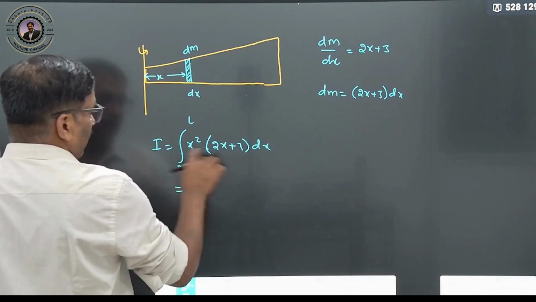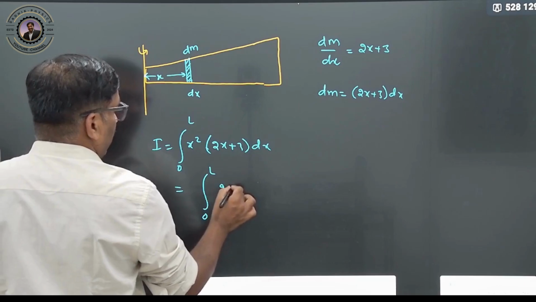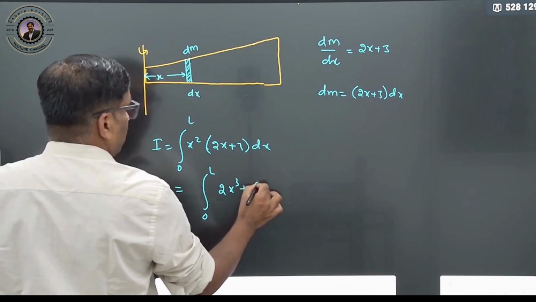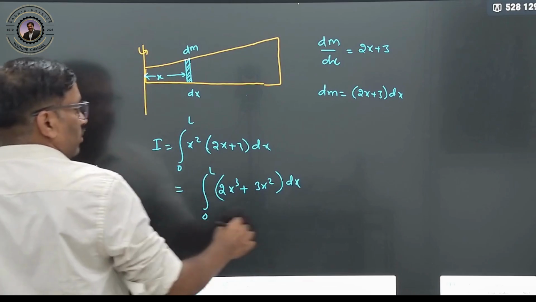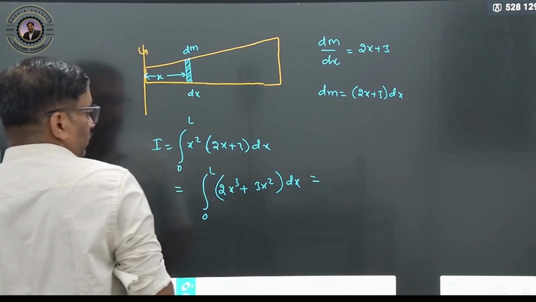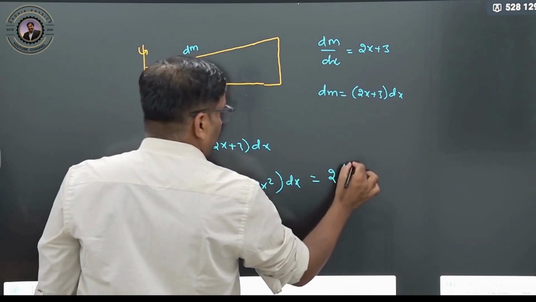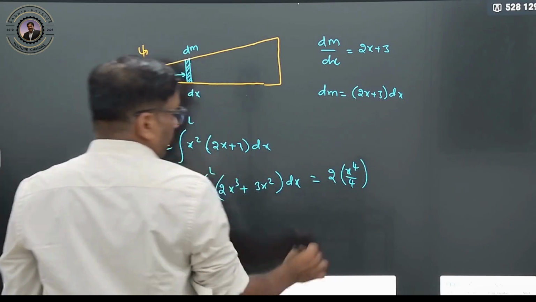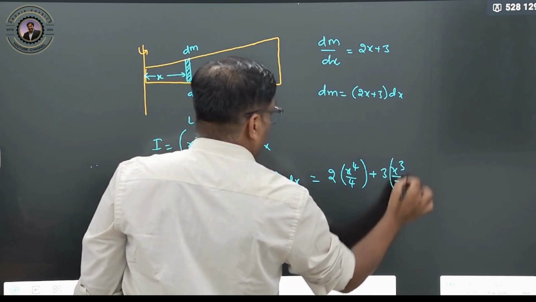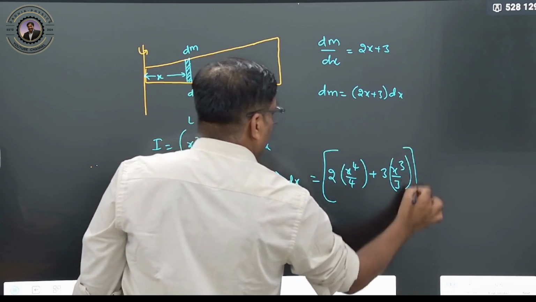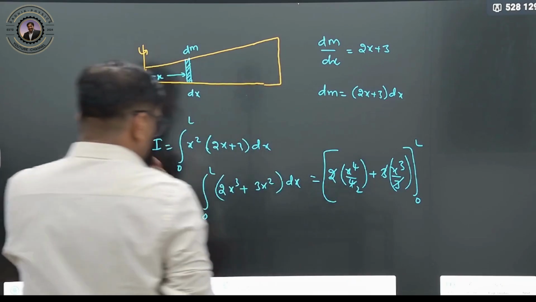So, how can we rewrite it now? Multiply this, 0 to L, therefore 2x cube plus 3x square into dx. Now, you can rewrite it as 2x cube, which means x to the power of 4 by 4, plus 3x cube by 3. So, the total limits are 0 to L. This will get cancelled, and it is 2, no?